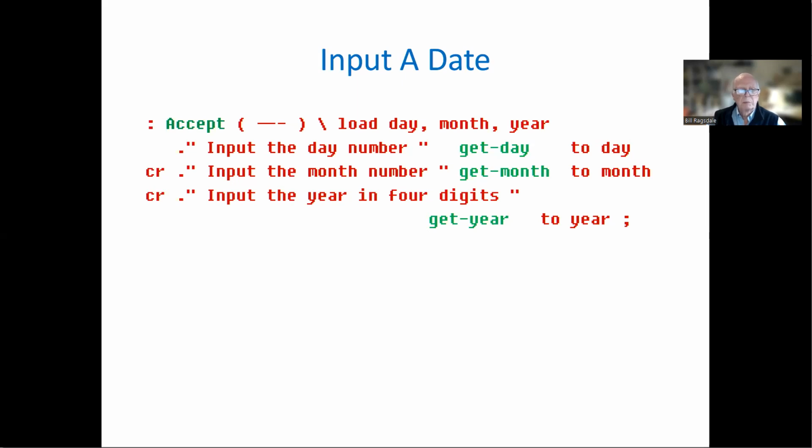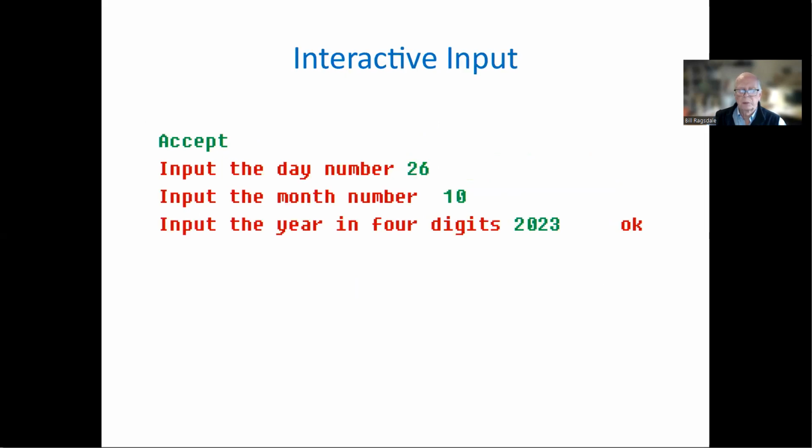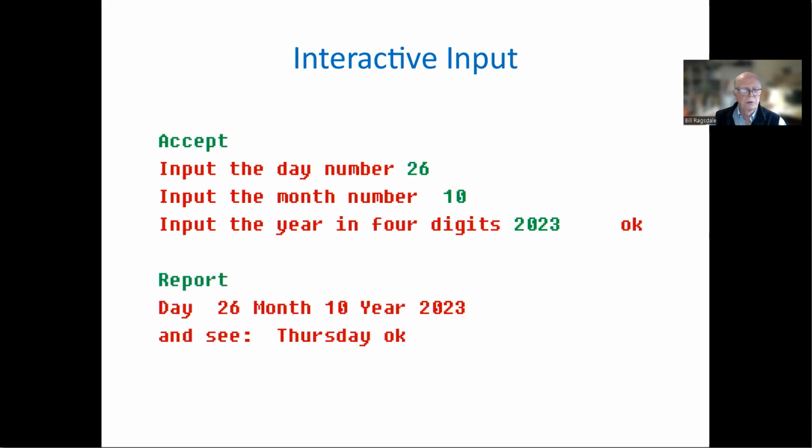As utility, I wrote a couple of words. The first one is to accept a day number in numerical form. The word accept queries the keyboard to say, give me an input day number. We get the day, we get the month, we get the year. These three words, get day, get month, get year, do range checking, so that's why they're separate. As an example of the use, we key in the word accept, and we put in day number 26, month 10, year 2023, and that was the day I did some testing on this. The report word will apply this entire process. It will query for a day, and it will return the day name, which in this case was Thursday.